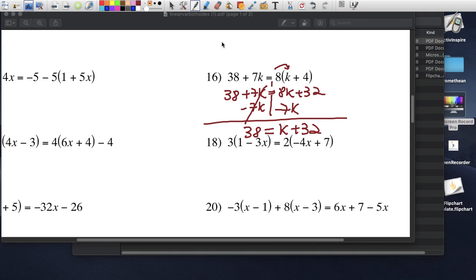That one gives a one-step equation, so we do minus 32 here, minus 32 here, and k equals 6. That's simple.